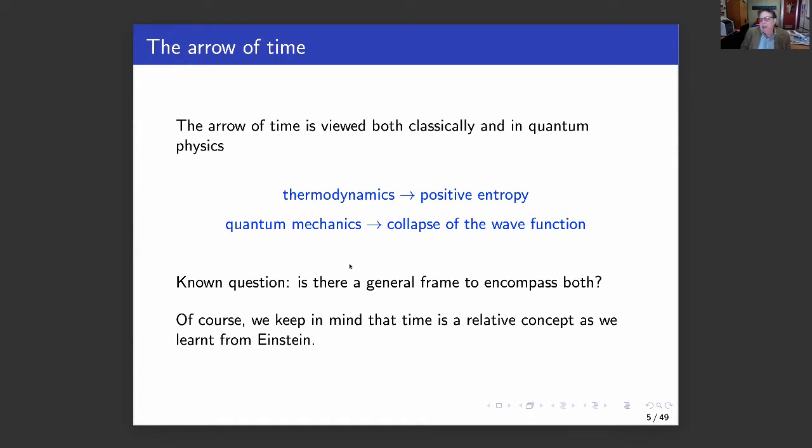In quantum mechanics, there is another possible quantum arrow of time, because when we make a measurement, we go from a mixed state to a pure state, and also this process is irreversible. So there are two ways to fix the arrow of time, and a known question is: is there a general frame to encompass both, or even more ambitious, can one derive one arrow of time from the other? And of course, if we try to answer the question, we should keep in mind that time is a relative concept, as we have learned from the relativity theory of Albert Einstein.